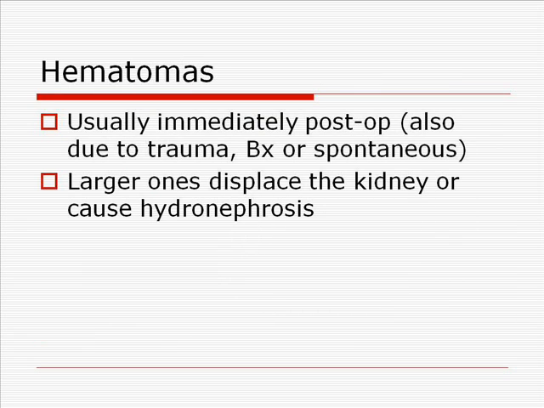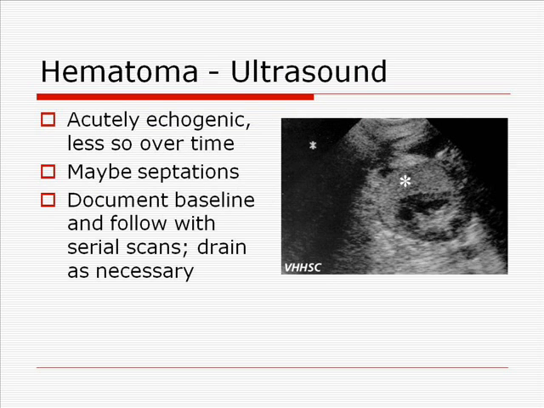Hematomas are usually seen in the immediate postoperative period, but also can occur spontaneously or as a consequence of trauma or biopsy. They're usually small and resolve spontaneously, but larger ones can displace the kidney or cause hydronephrosis through compression. Acute ones appear echogenic, and they become less echogenic over time on ultrasound. Chronic ones may appear anechoic, and they look more like fluid on ultrasound. Septations may develop over time as well.